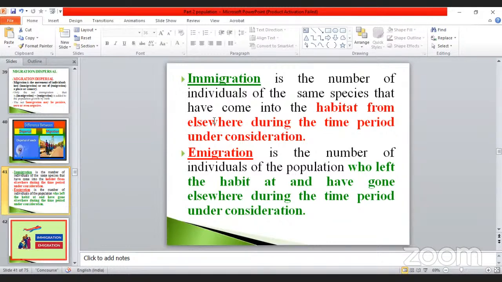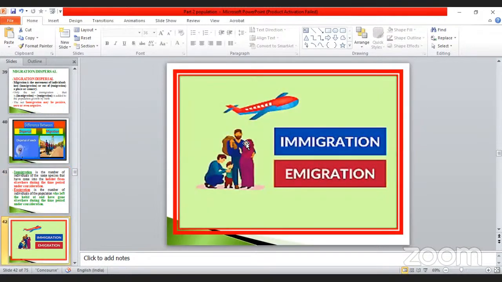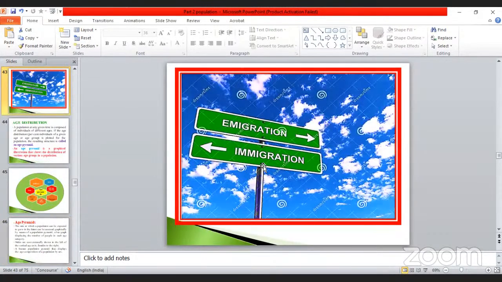Okay, emigration is the number of individuals of the population who left the habitat and have gone elsewhere during the time period under consideration. So this is also important. See here, migration through the way of space, vehicles coming from another country into our country, for the purpose of business, work or any other living process. At the same time, we are moving somewhere else. This is also emigration. Not only this, also by train or ship, whatever it may be. So these are the differences: inlet and outlet, coming inside and going outside. That is also very, very important.